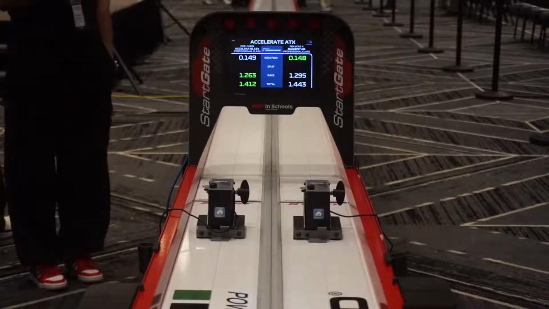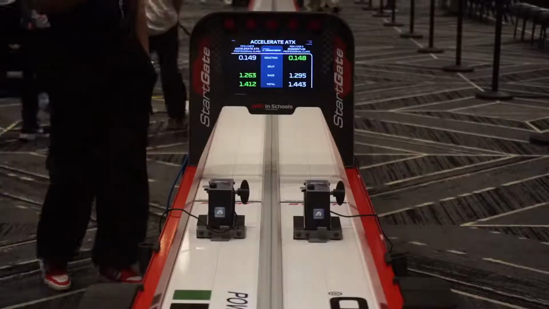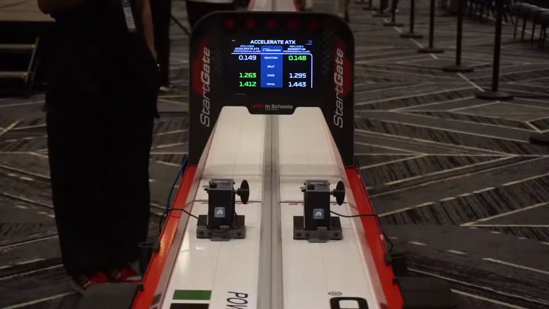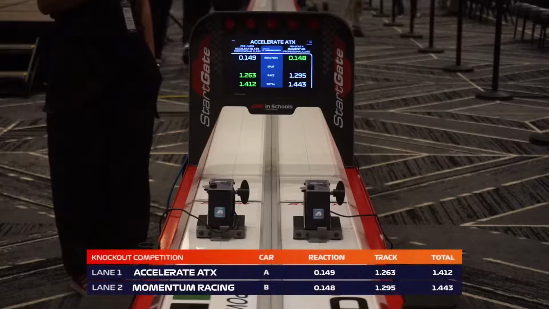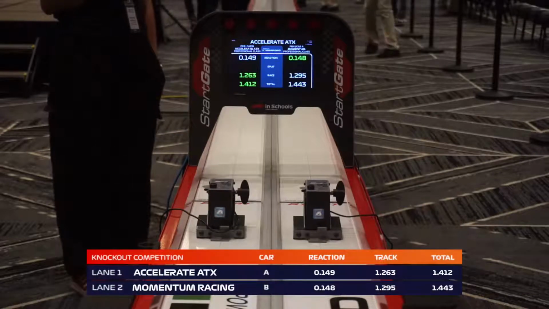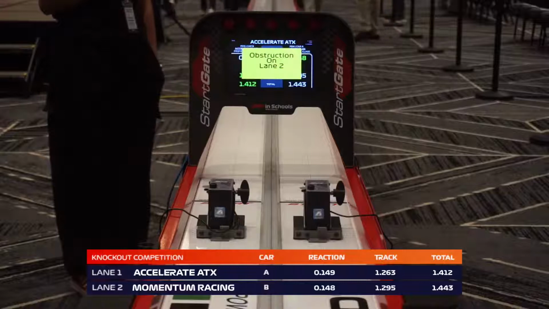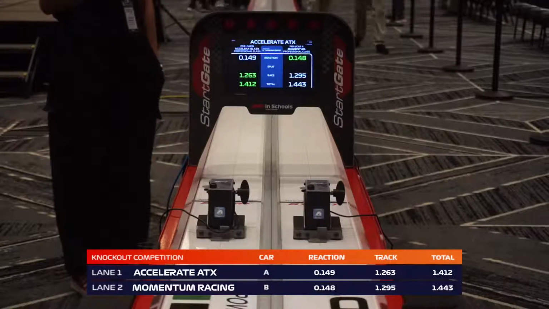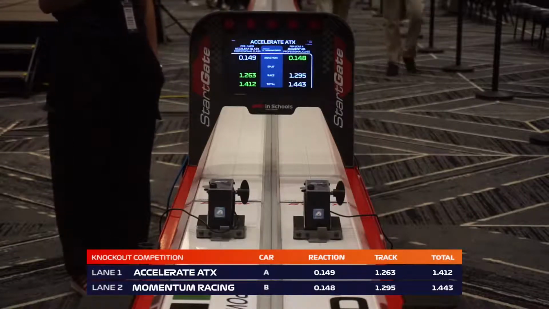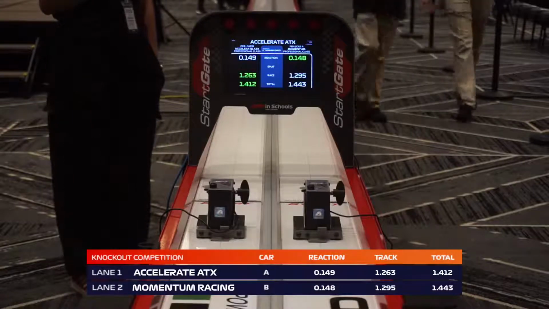Up next, 4th seed Aeros Racing and 5th Cosmic Racing. Please come on up to the chairs behind me, and we will get your cars set on track. Again, congratulations to Accelerate ATX for moving on to the next round. Aeros Racing being our 4th seed today, and Cosmic Racing being our 5th seed today.